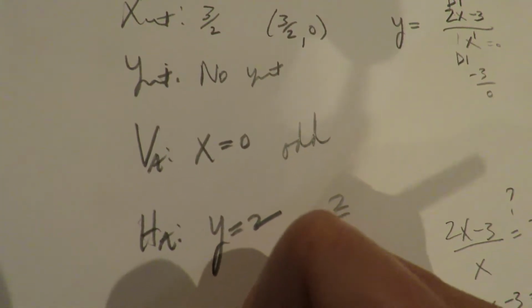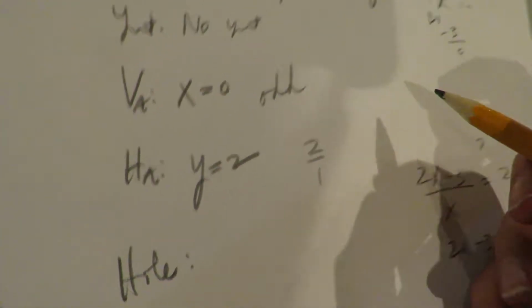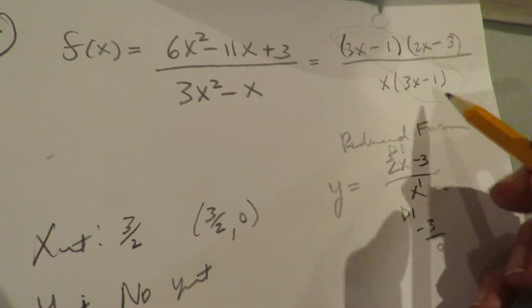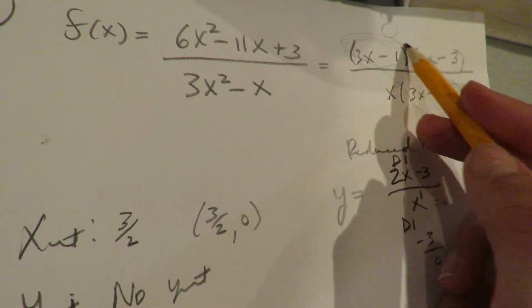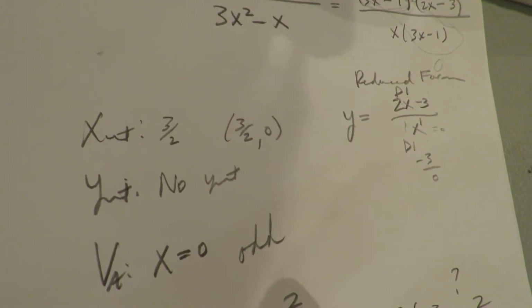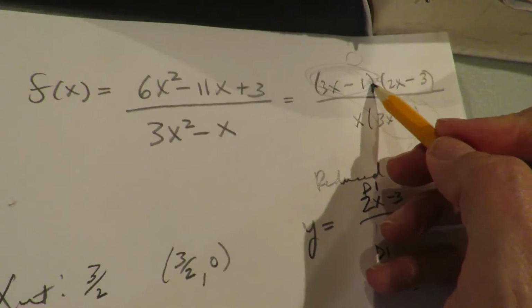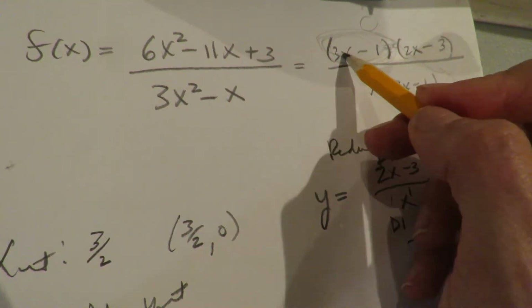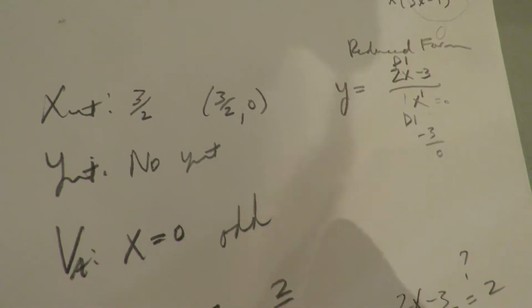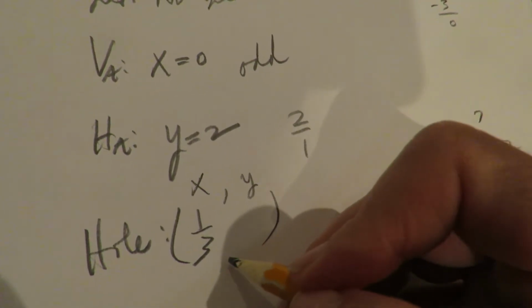Alright, so now let's go back and talk about the hole. So the hole is going to occur when this is 0 over 0. So this binomial will be 0. When you set this equal to 0 like you would an x-intercept, it would be 1/3. That's where the hole is. That's your x value. But now you have to go and find the y value.